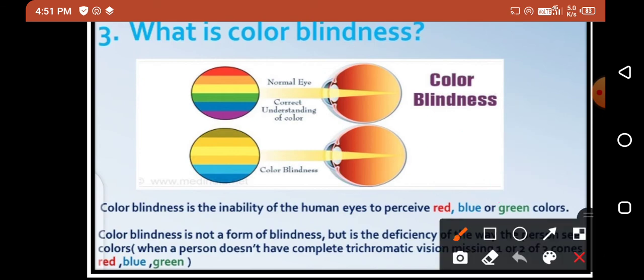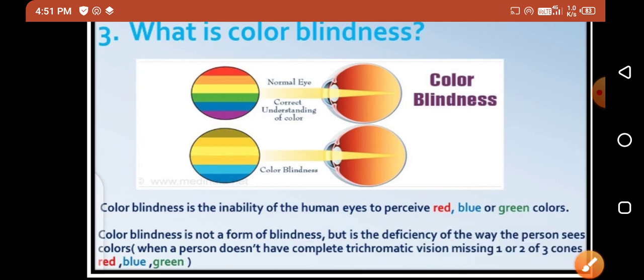Color blindness is not a form of blindness, but is a deficiency in the way the person sees colors. That means the person doesn't have complete chromatic vision, missing one, two or three cones: red, blue or green.